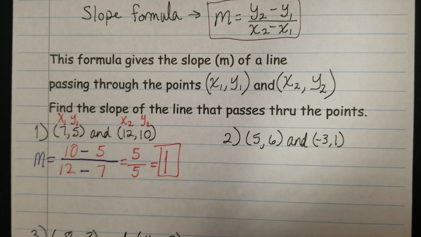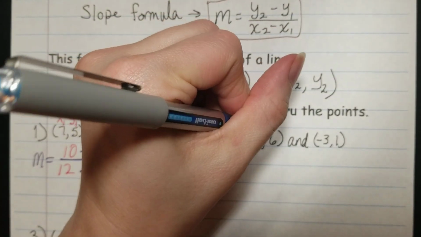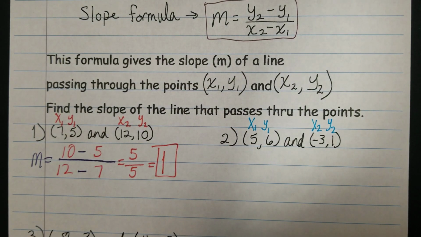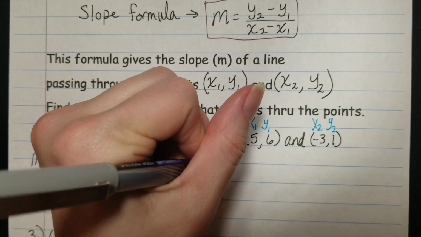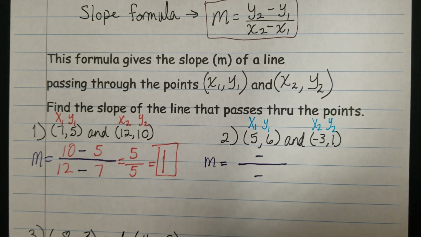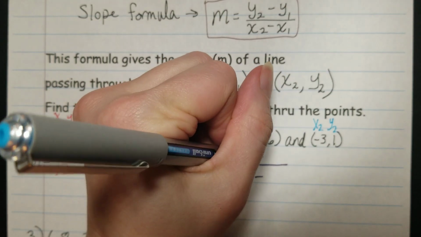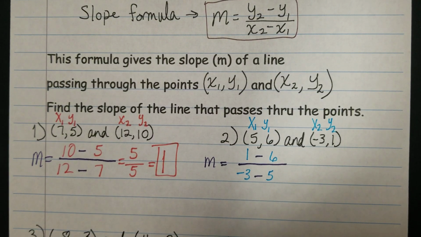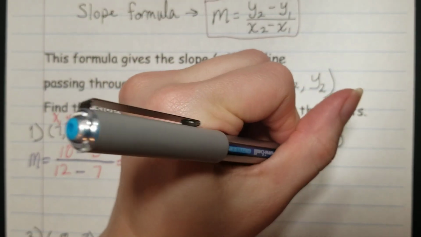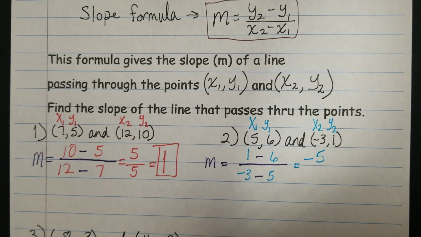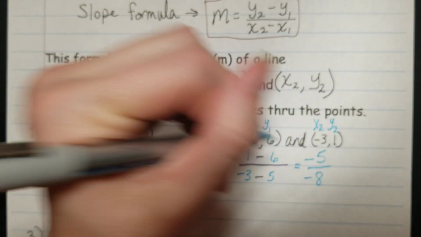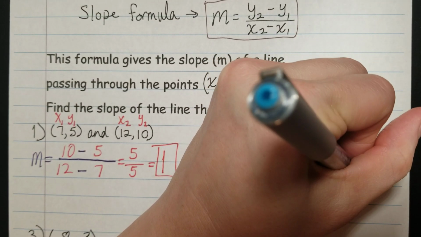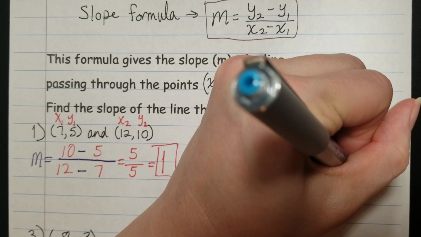Alright, and then I'm just going to do the same thing for number 2. x1, y1, x2, y2. So this would be 1 minus 6 over negative 3 minus 5. So 1 minus 6 is negative 5, and negative 3 minus 5 is negative 8. And then the negatives are going to cancel out, which will just make the final answer 5/8.